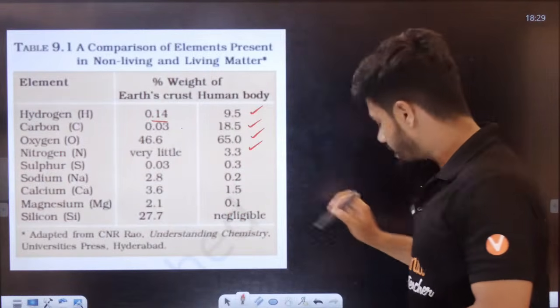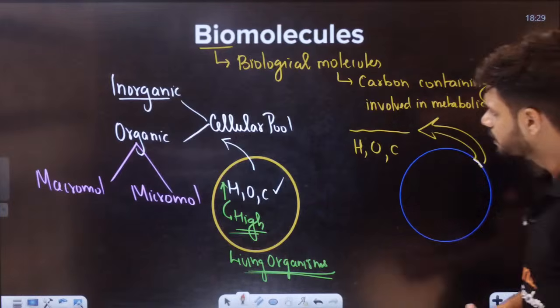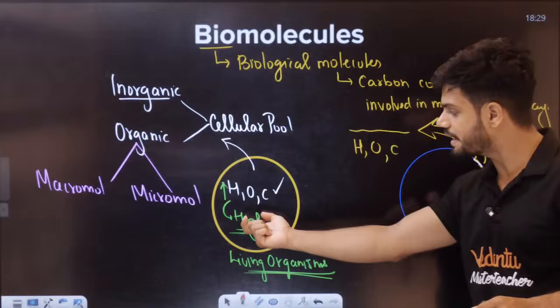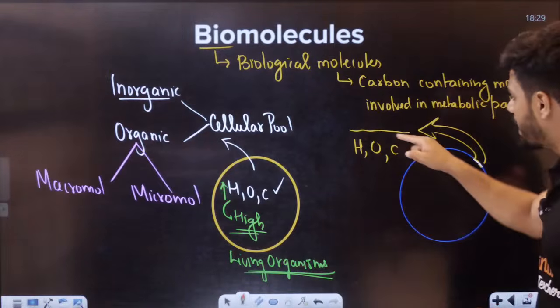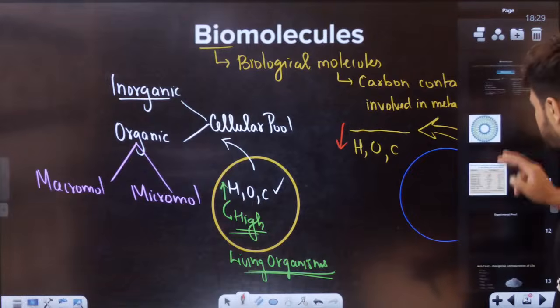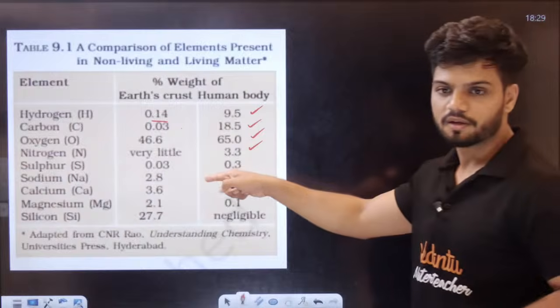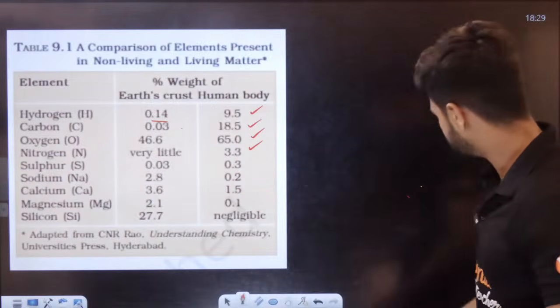In the starting, I told you, right, that these molecules are present high inside a living organism and less in the case of Earth crust, and it is also given in your NCERT. Here's a table for all of you, students.